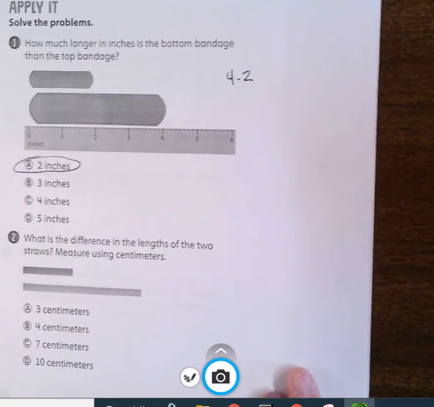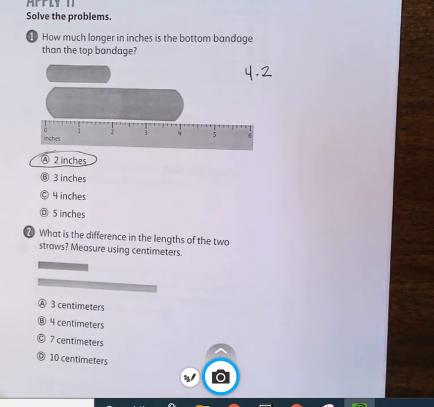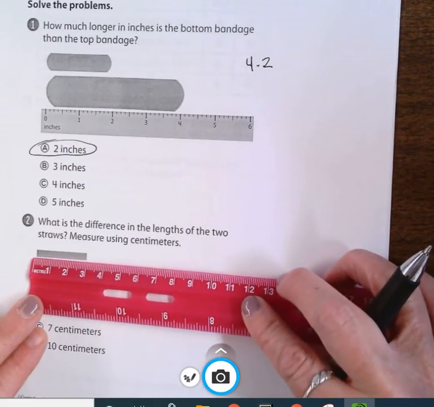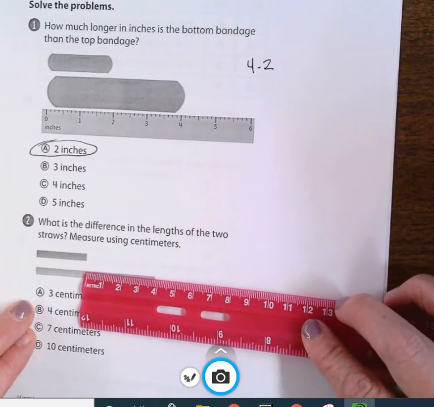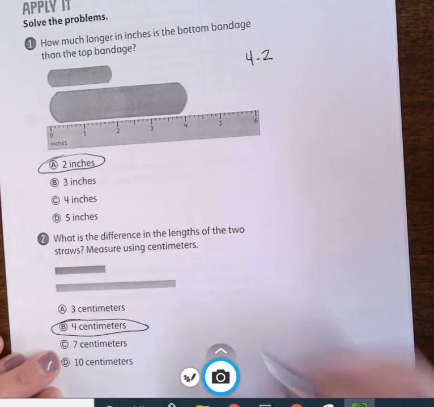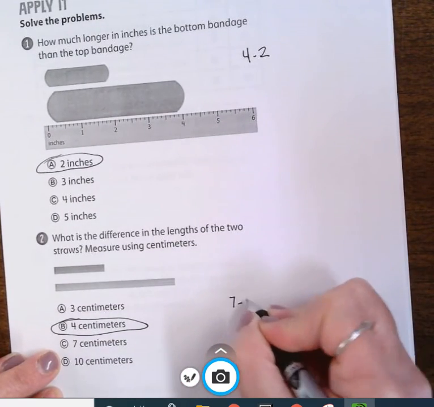Or you could take 4, so the same thing, 4 minus 2. Okay, what is the difference in the lengths of the 2 straws? Now we're using centimeters. Don't forget to look at centimeters. So this one is 7, and that one is 3. If you measure the difference, it's 4 centimeters. Or 7 minus 3.